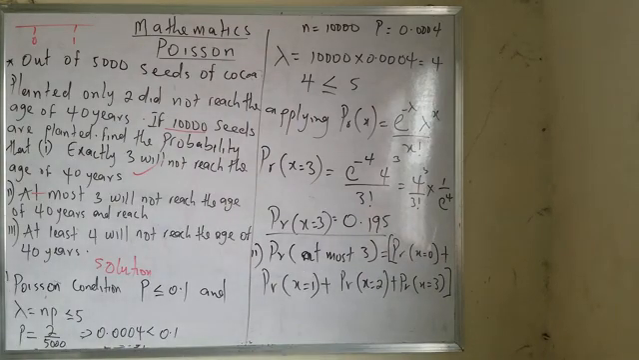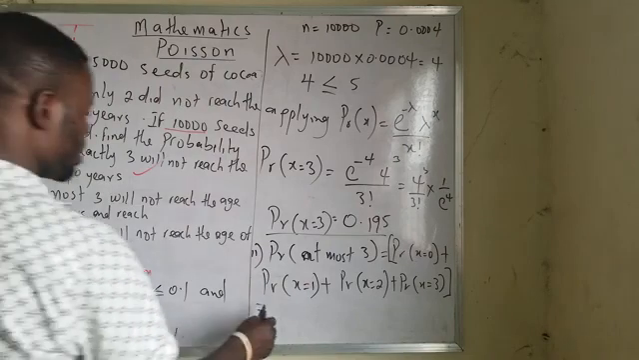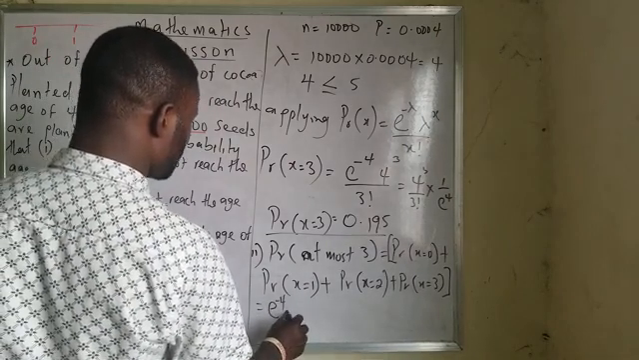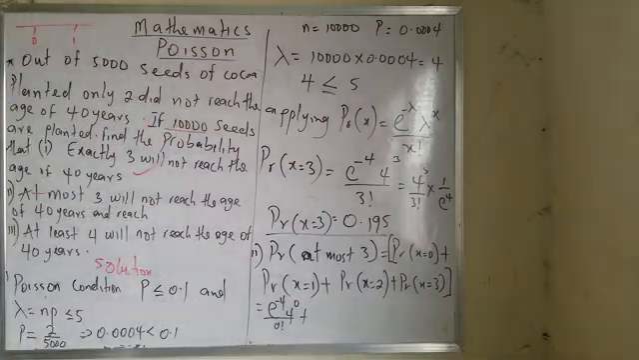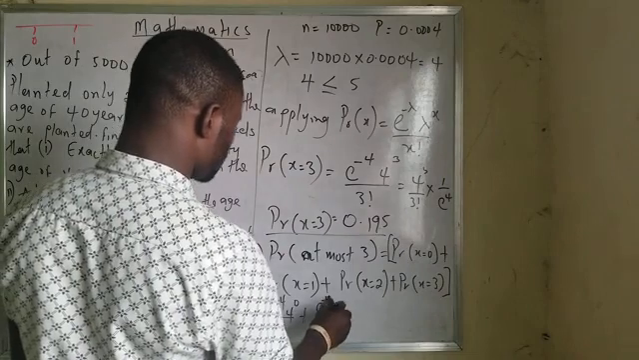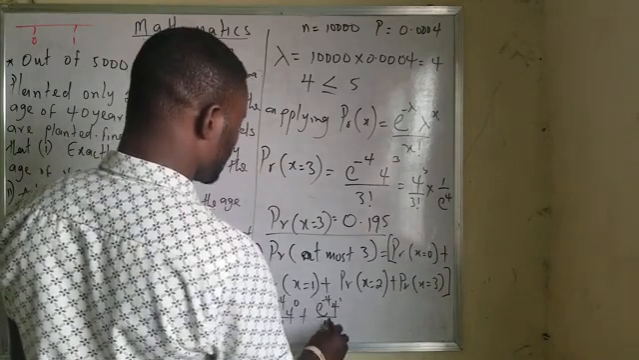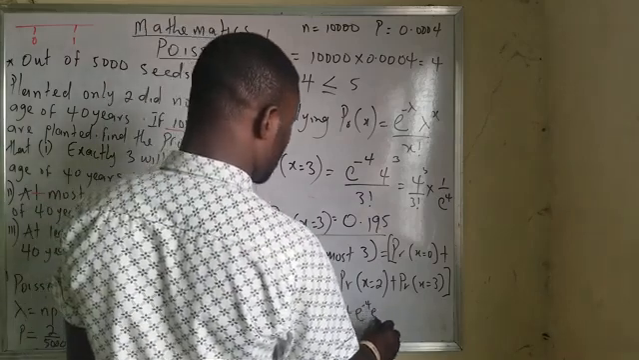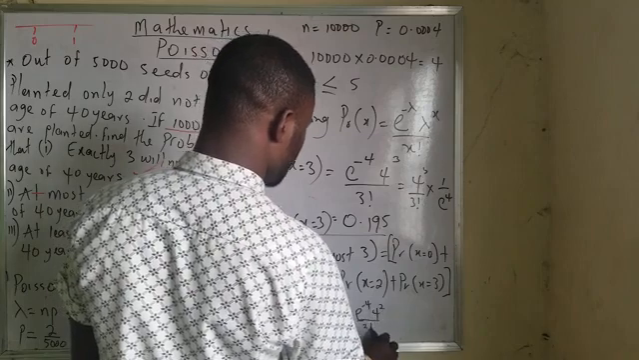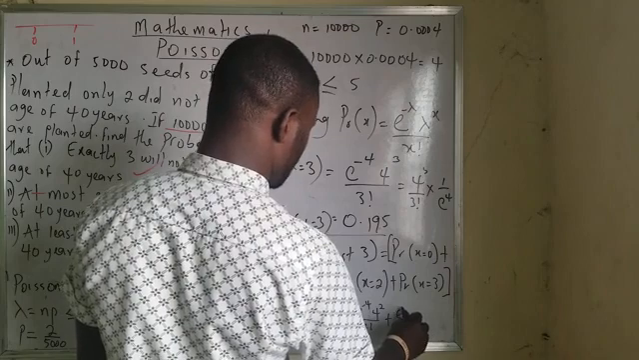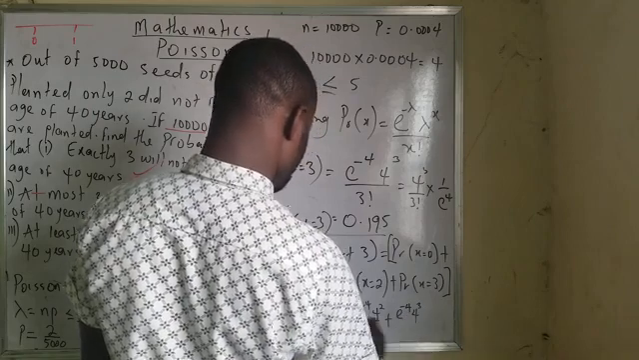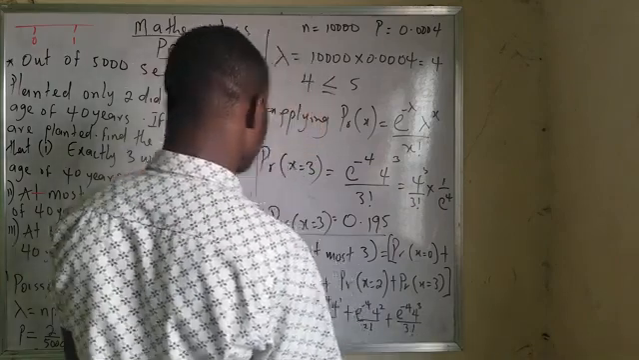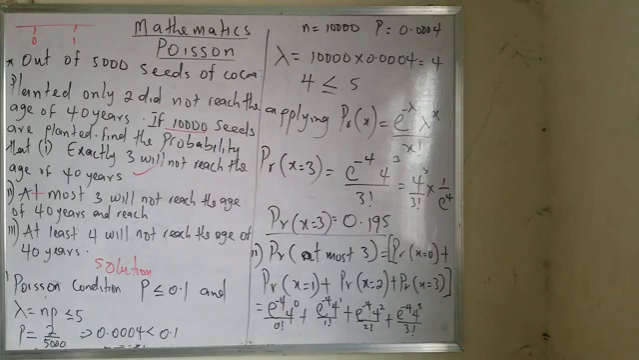Now you can do your mathematical expression. I start by having e raised to power minus 4, 4 raised to power 0 divided by 0 factorial, plus e raised to power minus 4, 4 raised to power 1 divided by 1 factorial, plus e raised to power minus 4, 4 raised to power 2 divided by 2 factorial, plus e raised to power minus 4, 4 raised to power 3 divided by 3 factorial. That is all we need to do.